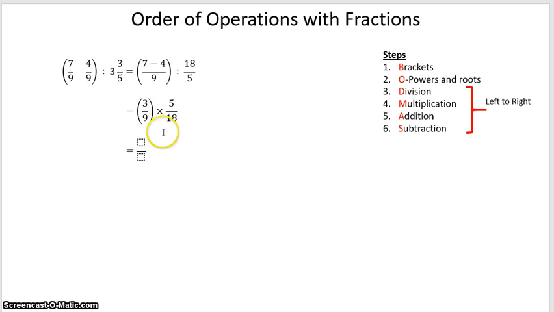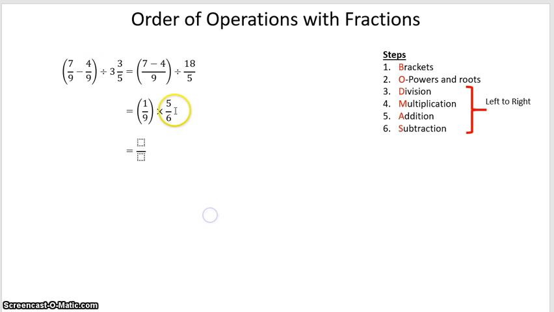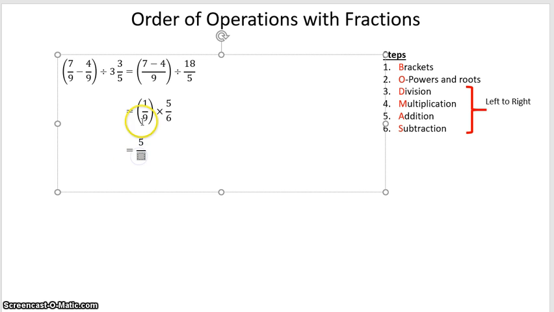So now I'm left with a multiplication, just two fractions times each other. Let me check whether I can simplify. I can. So 3 and 18 I can divide, so 3 becomes 1 and 18 becomes 6. After simplification I'm going to multiply the numerators and multiply the denominators. So I'm going to get 5, and 9 times 6 is equal to 54. I'm going to check whether I can simplify. I don't think I can, so this will be done.